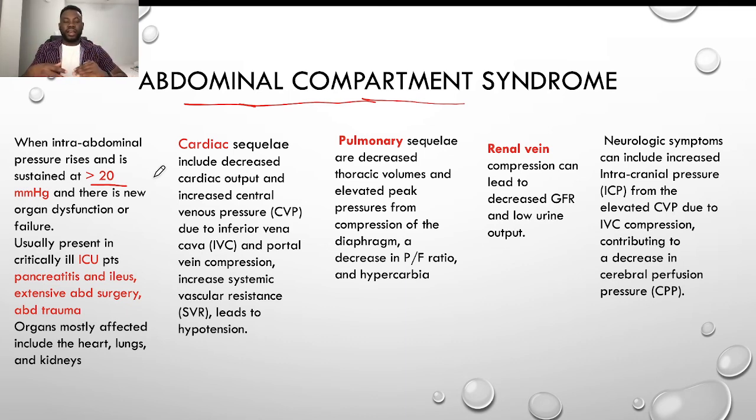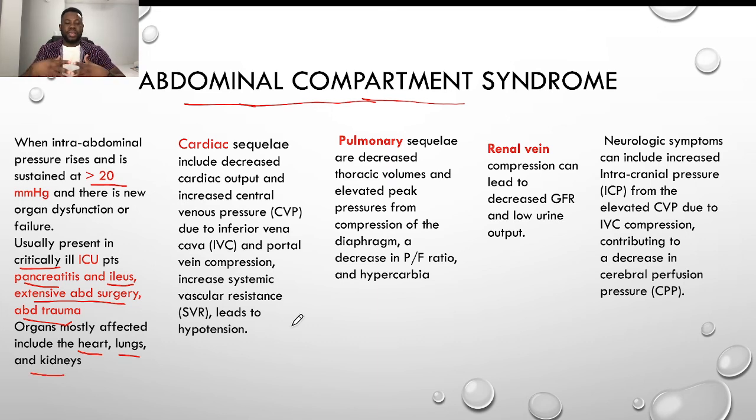So we have different levels or different classifications. Mainly it causes symptoms when it is greater than 20. Usually it presents in patients who are critically ill in the ICU, and/or patients who have pancreatitis, ileus, or patients who have had extensive abdominal surgery or abdominal trauma. And the organs mostly affected are the heart, the lungs, and then the kidneys.